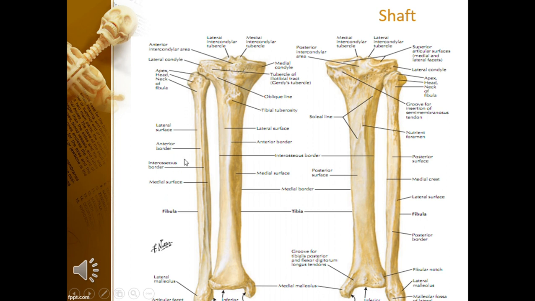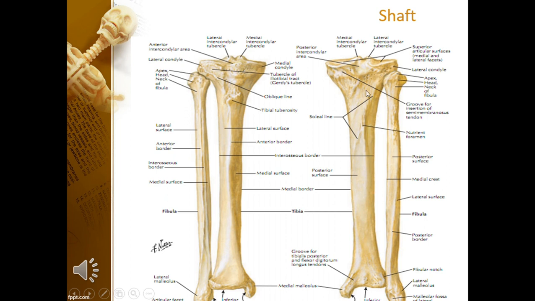The lateral surface is here between the anterior border and the lateral border or interosseous border of tibia. And then there is medial surface, which is between anterior border and medial border, and this surface is also subcutaneous along with the anterior border. Then we have the posterior surface, which is the largest surface of tibia.